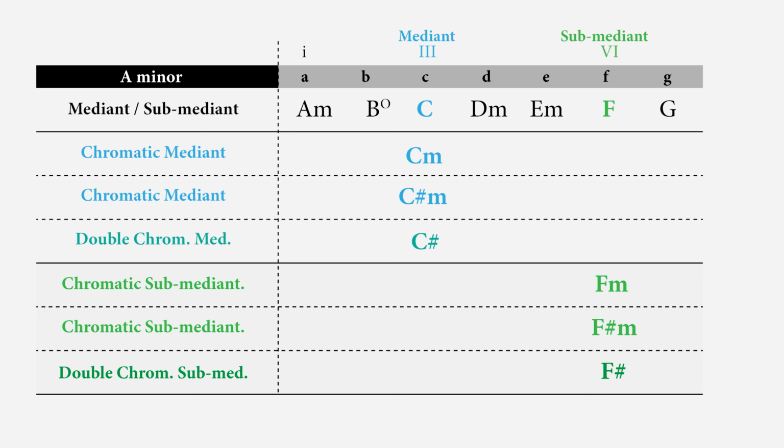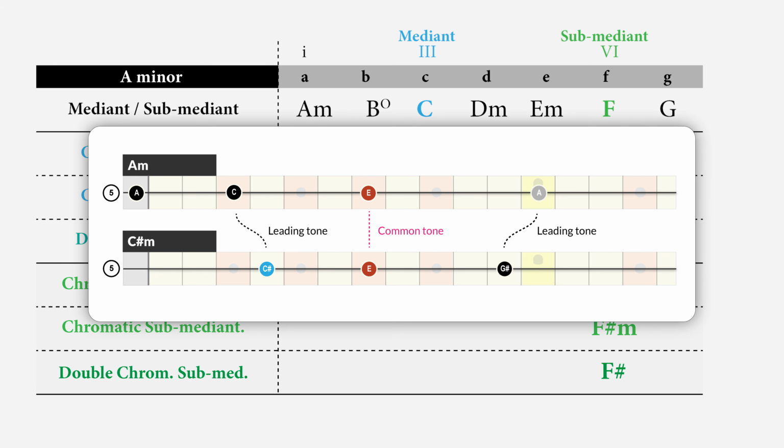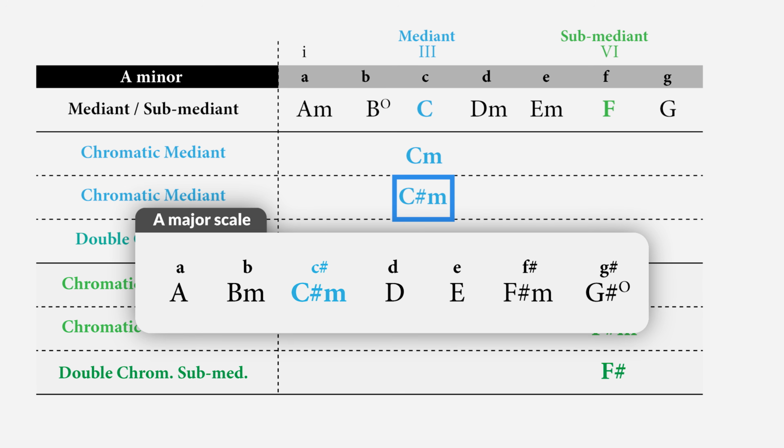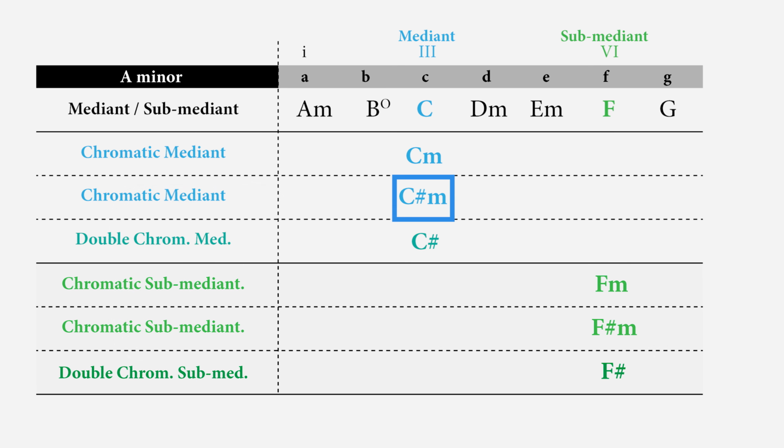The other chromatic mediant is the C sharp minor chord that has also one note in common with the tonic, which is the note E. And the C sharp minor chord can also be found in the parallel major scale of A minor, namely the A major scale. The tonic A minor and the chromatic mediant C sharp minor together sound like this.